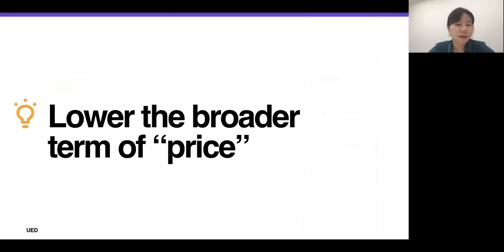I guess this is one of the two little tricks I have left for you guys. There are many of those that we can further elaborate and all think about together using the balance that I've been talking about. So this one is lowering the broader term of price.